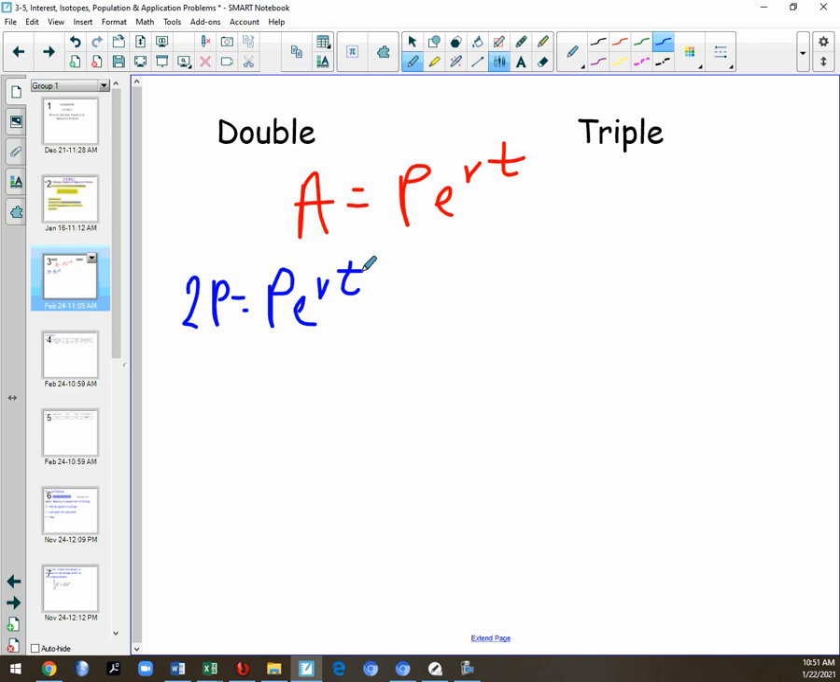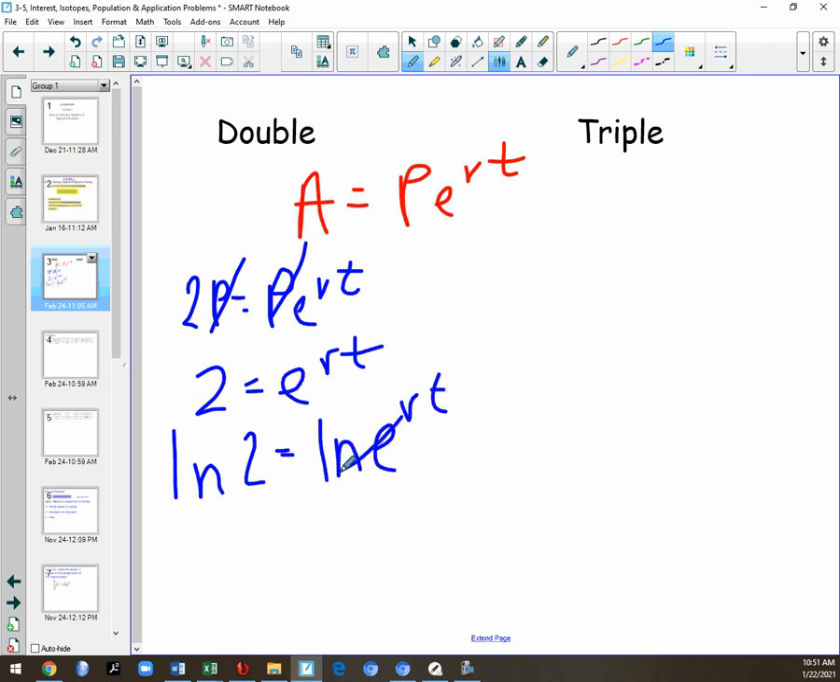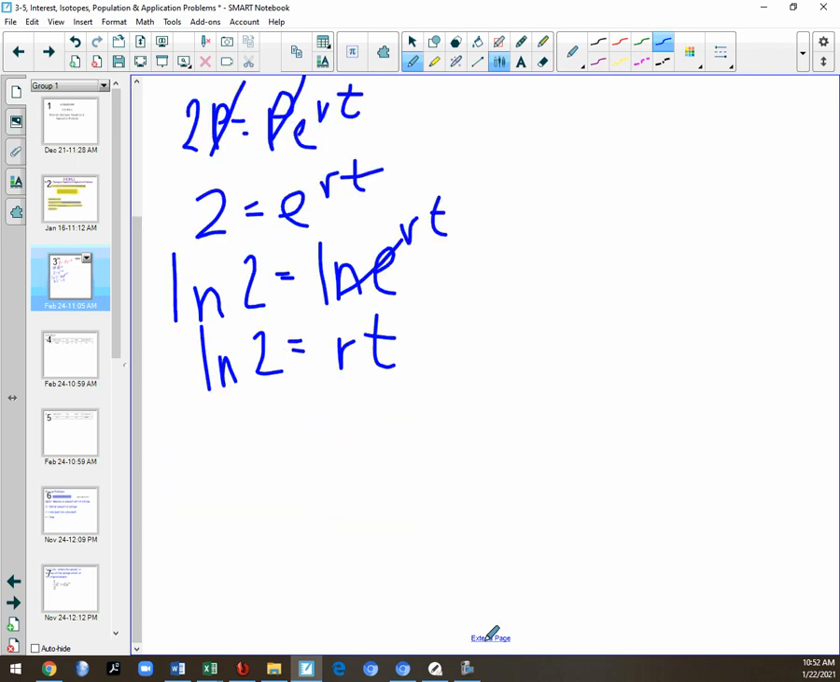Now, if I solve this for t, for time, how long it's going to take to double my money, the P's cancel out, and I have 2 is equal to e^(rt). Now, remember, I have to get my variables out of the exponent position. So the way I'm going to do that is I have to take the natural log of both sides. The natural log and the e cancel out. So I have the natural log of 2 is equal to rt. Then if I divide by my rate, I can find the time that it's going to take to double my money.